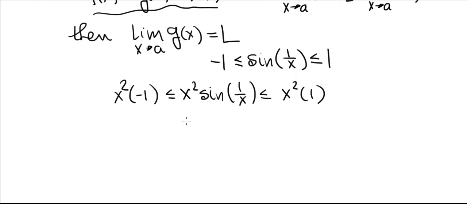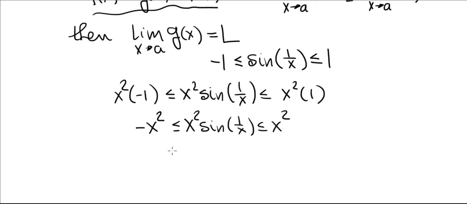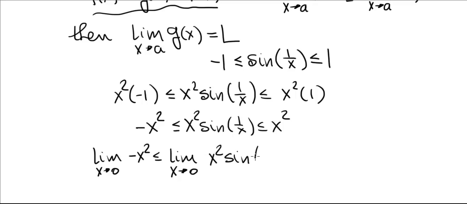Let's write this inequality once again. x squared times sine of 1 over x is less than or equal to x squared and greater than or equal to -x squared. Now let's apply the limit. The limit as x goes to 0 of -x squared is less than or equal to the limit as x goes to 0 of x squared times sine of 1 over x. And that's less than or equal to the limit as x goes to 0 of x squared.